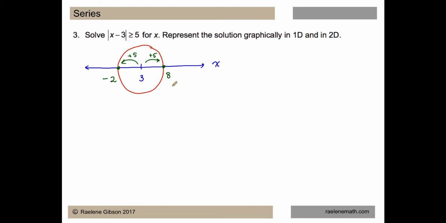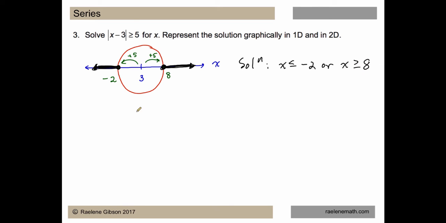So our solution is going to be any x values that happen to be exactly 5 spaces away or more than 5 spaces away. So our solution will include the 8 as well as any point to the right. It will also include the negative 2 as well as any point to the left. And so our solution from a one-dimensional point of view is x is less than or equal to negative 2 or x is greater than or equal to 8.